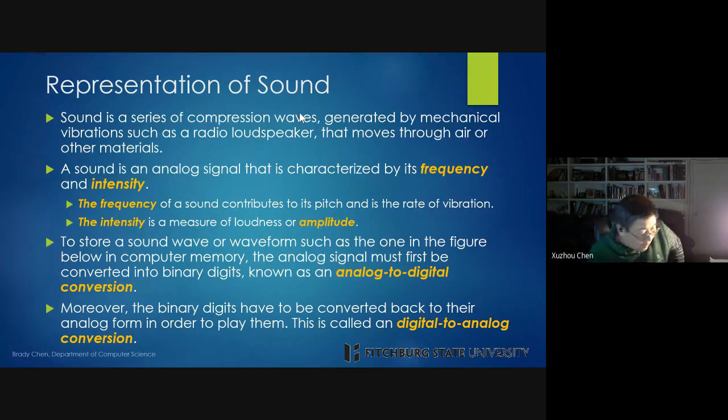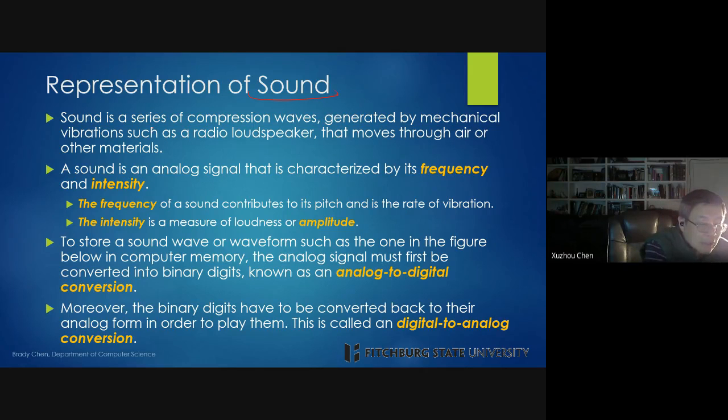Next. How can we represent a voice, a sound? Because for most modern computer systems, you want to store some kind of music, someone's voice, or your favorite song. Before we do this, we need to figure out how sound is going to be stored in the computer system and what the sound is represented in.